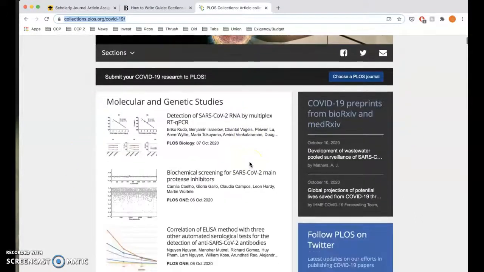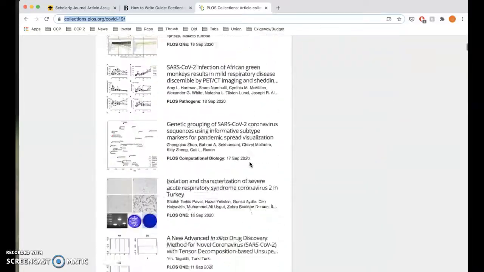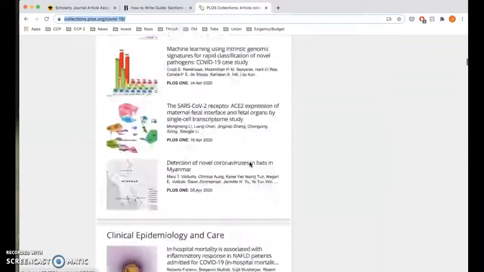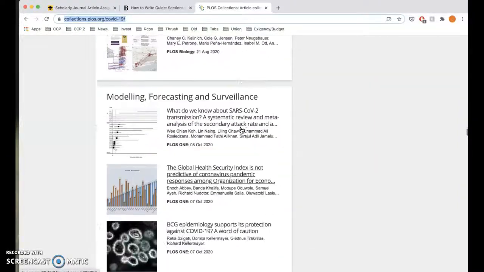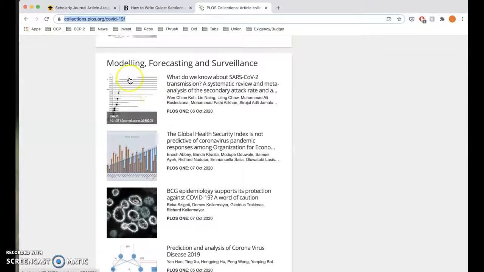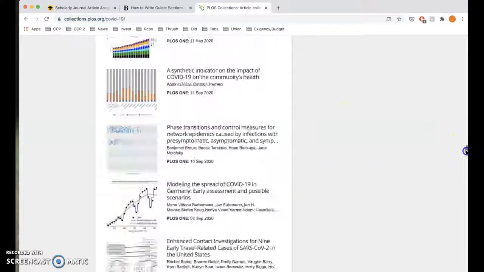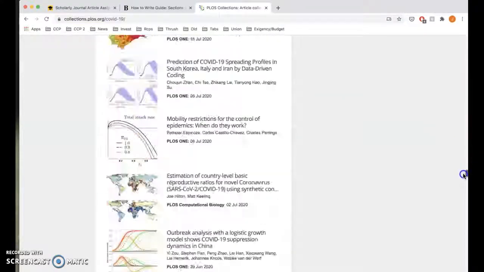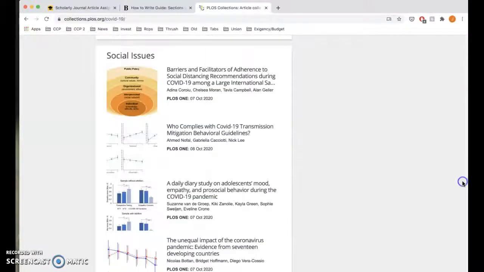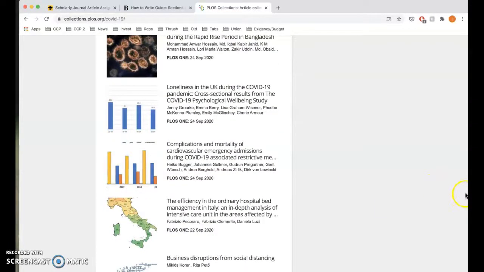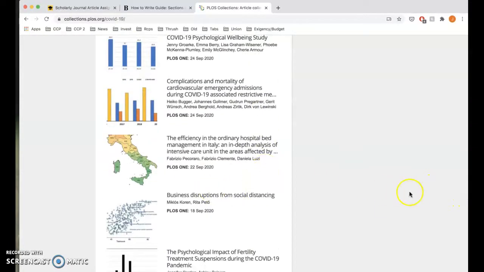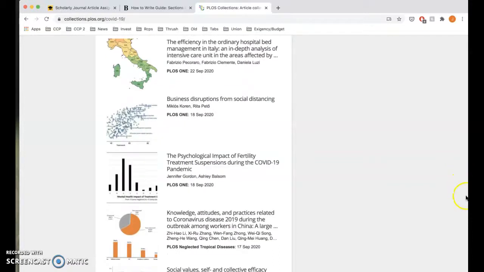And if you scroll down, I'll just give you a quick look, right? Lots of articles, okay? Keeps going and going and going. So there's a lot, right? There's a bunch of sections, right? They're grouped. So one is modeling, forecasting, and surveillance. And there's quite a few, right? Social issues, right? So what I would suggest you do is you kind of scroll through and read the titles and just look for ones that you find interesting.